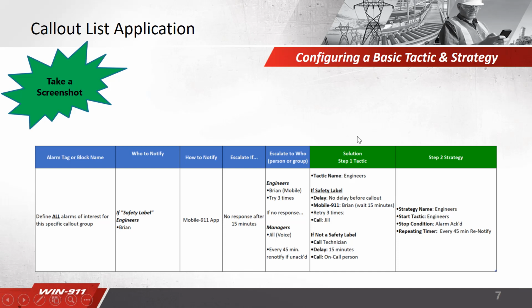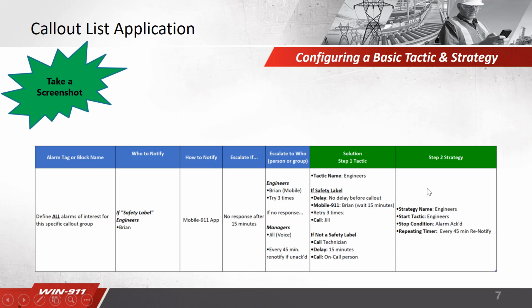So there's two steps in the process. You'll define your tactic or your call out list of people, and you will define your strategy, those policies of actions to put in place. We will name it engineers. We will make a decision if this is a safety label, then yes, we will not delay and we'll notify Brian, retry, and call Jill. If it's not a safety label, we can just go ahead and contact our technician. We can wait 15 minutes and eventually contact the on-call person.